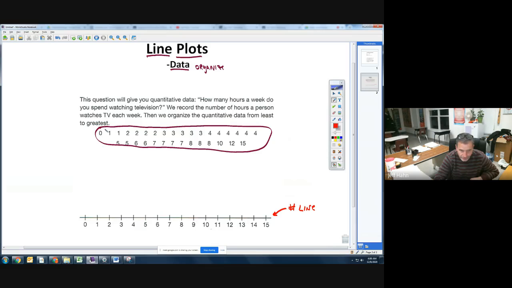So for example, I have one person, this 0 here, so I'm going to use X's. I put 1 X at 0. I have two 1s, so I stack one X on top of the other. There's 2 X's. I have four 2s, so I'm going to put 4 X's above the 2s. I have five 3s. I have six 4s.